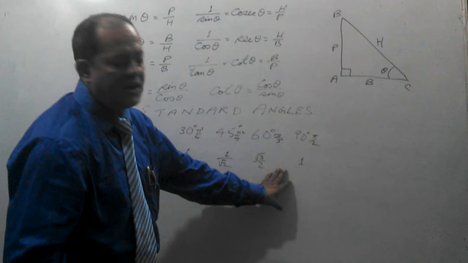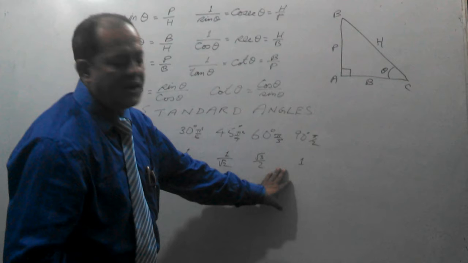Tan theta, as you know, is sine theta by cos theta. So sine 0 divided by anything is 0. This divided by this, 2 gets cancelled, so it will be 1 by root 3. Here 1 by root 2 and 1 by root 2 get cancelled, so it will be 1. Here 2 gets cancelled, so it will be root 3. Anything divided by 0 is undefined or infinity.